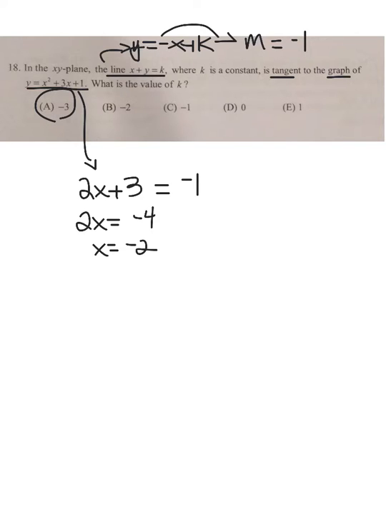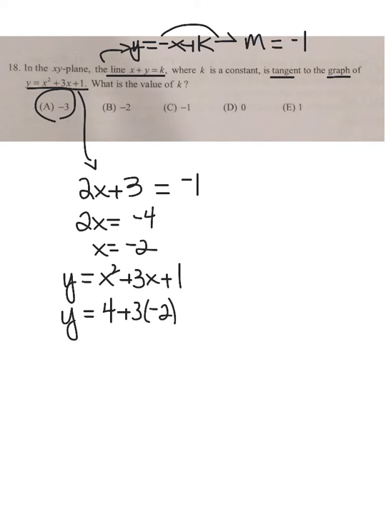So basically, you've got y equals x squared plus 3x plus 1, and I'm going to plug in -2, sorry. So -2, when I square that, is 4, plus 3 times -2, which is going to be -6, plus 1. And when you work that all out, that is going to end up being, what, -1. Okay, so there's my y value.